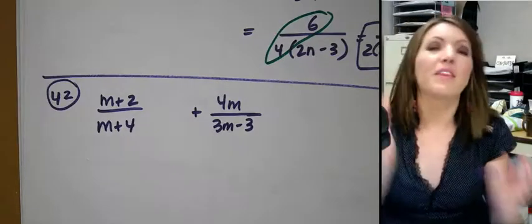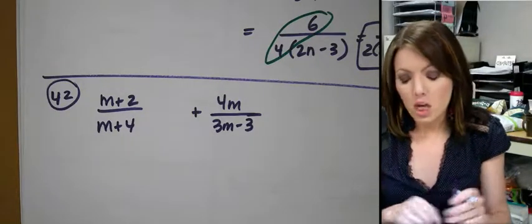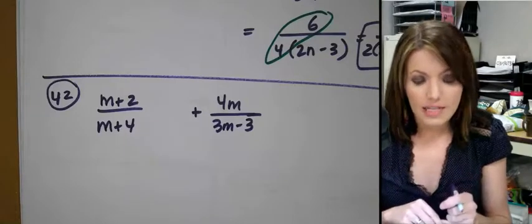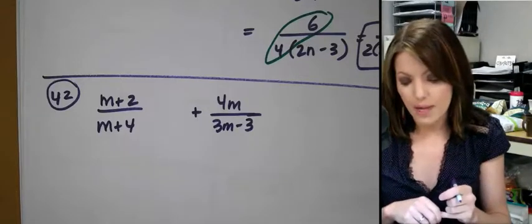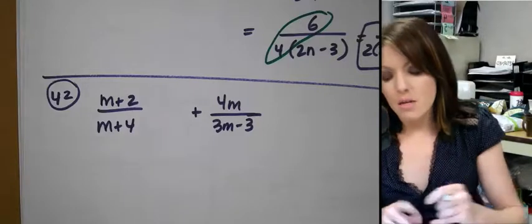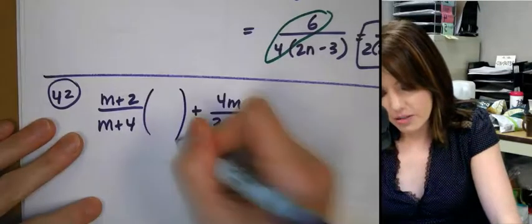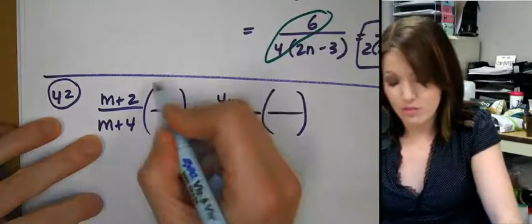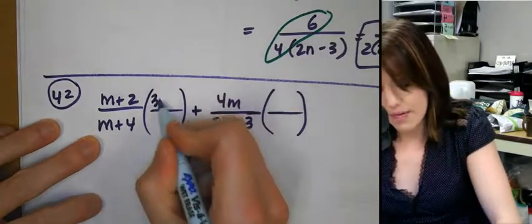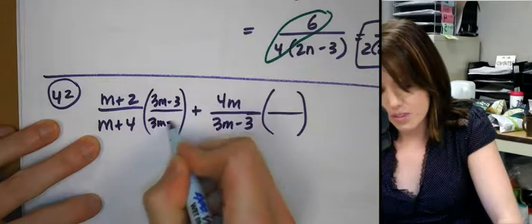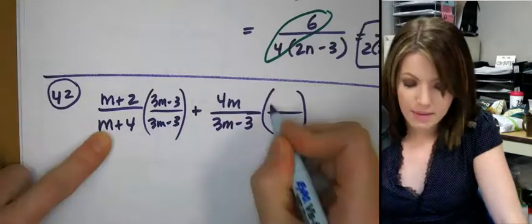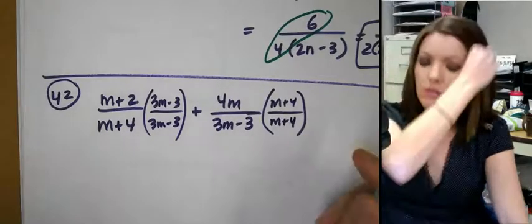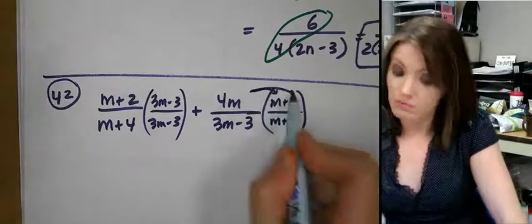Okay, here we go. So what we want to do first here is we have to have the same denominators, and unfortunately there's just no way around this. We have to multiply this first one by 3m minus 3, and the second one by m plus 4. Because remember, those are units. We can't not do that. We just have to do it.